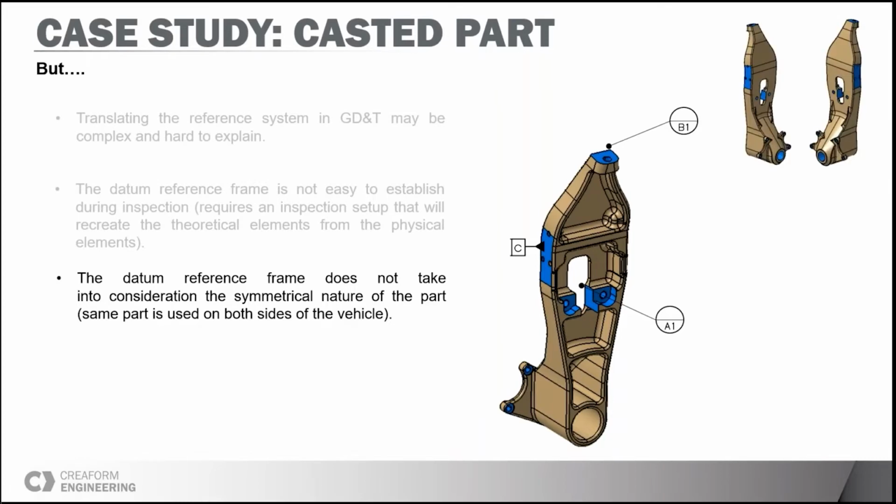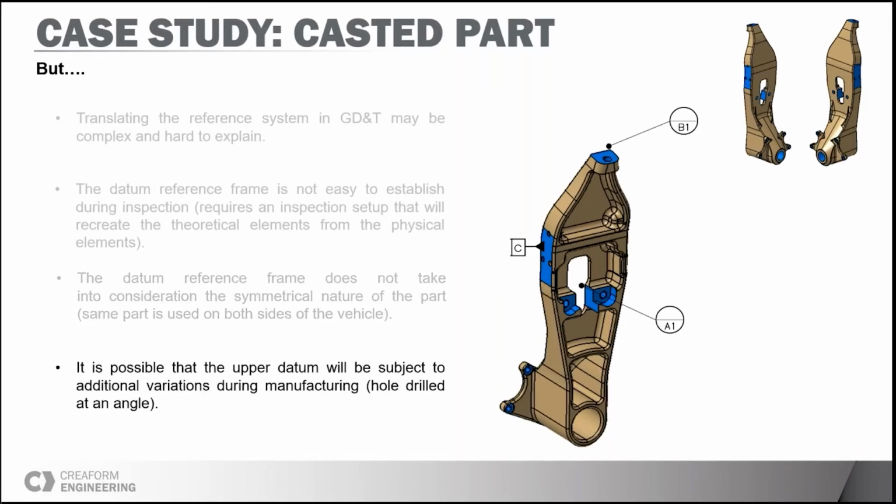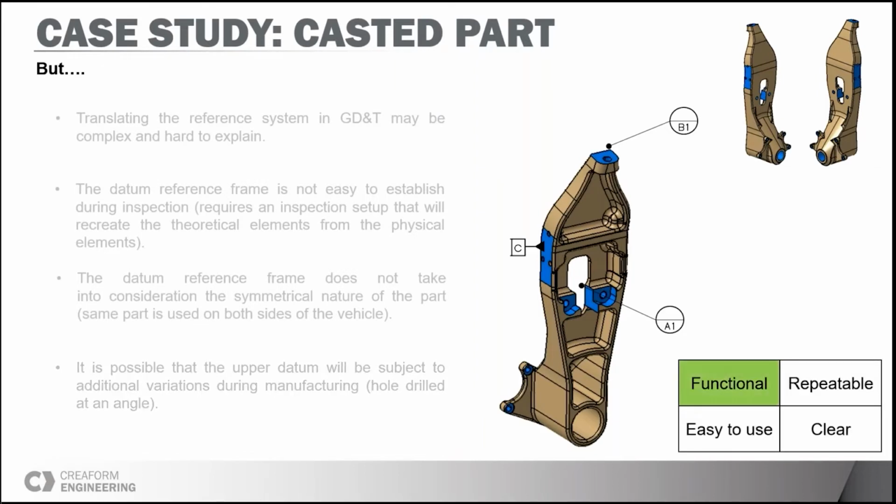Remember, we want the same part to be used on both sides of the vehicle. Also, it's possible that the upper datum will be subject to additional variation during manufacturing because it's a small hole drilled at an angle at the edge of the part. So if we look at our evaluation grid, yes, we are super functional, but repeatability might not be that good. It really won't be easy to use, and it's far from being clear. So it might even necessitate further instruction outside of the drawing to be sure that everyone understands exactly the same thing.